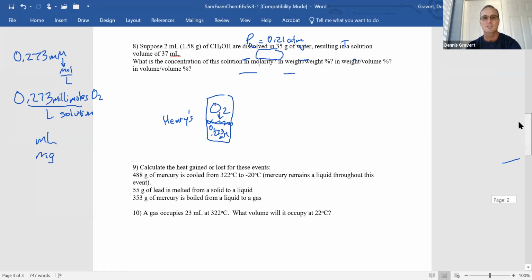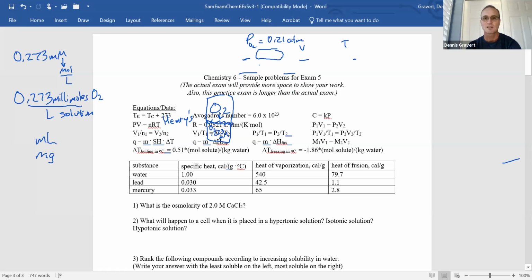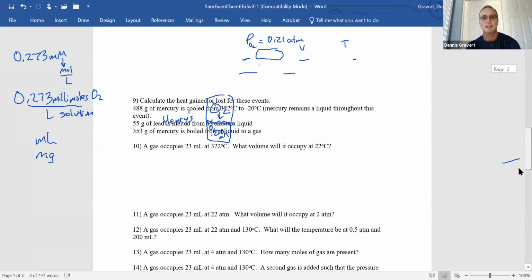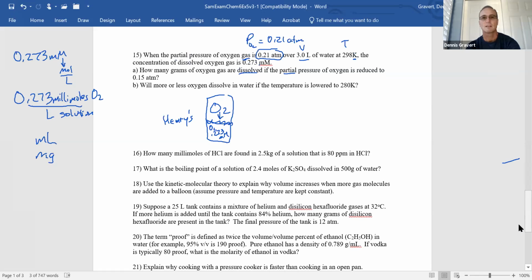I didn't clean up my screen, so it's still going to be messy. So go up here and it's right there. There's a C and a KP. Here's Henry's law. Concentration equals some K, some conversion factor, times the pressure. Can I line things back up again? Maybe. There we go. Alrighty, so C equals KP.